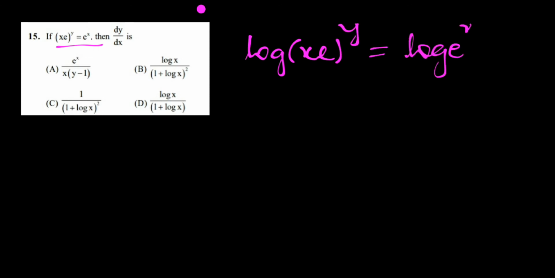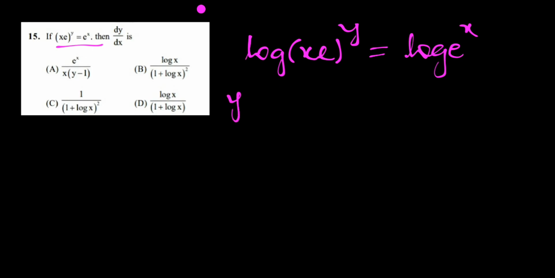Next, problem number 15. If x e power y is equal to e power x, then dy by dx is? Here a power function is there. So I'll apply the log on both sides. Log of x e power y is equal to log e power x. Now I'll apply the log a power m formula.